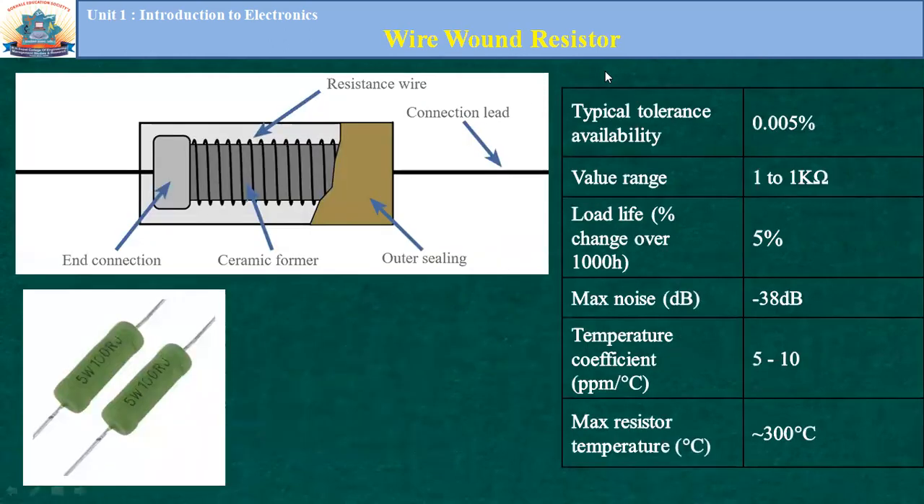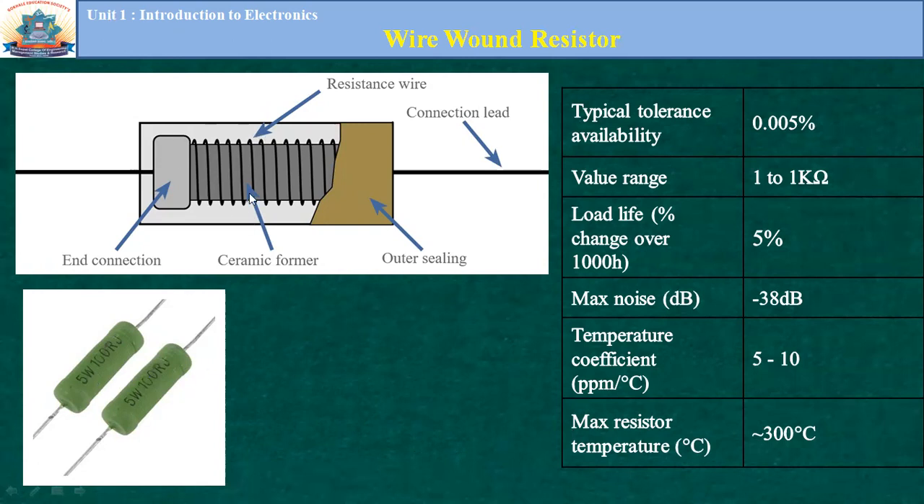Wire wound resistors. This is a very simple type of resistor where a particular wire is used for defining the resistance of this device. This is one of the images, showing a 5 watt resistor. It can dissipate up to 5 watt of power within the circuit, and generally it is used for power devices and power circuits.